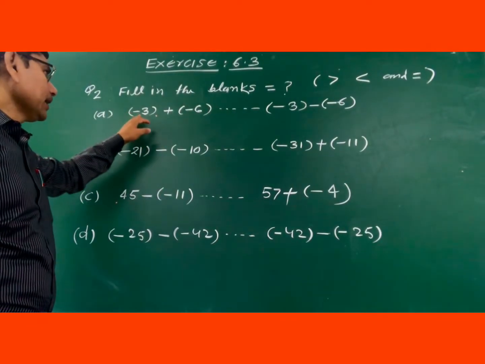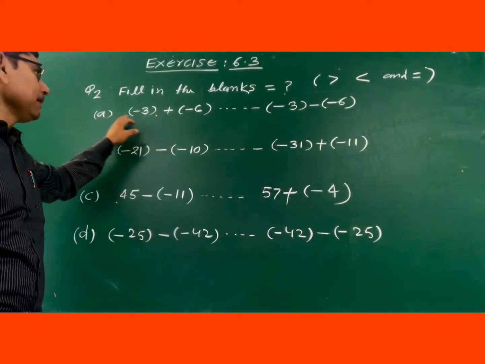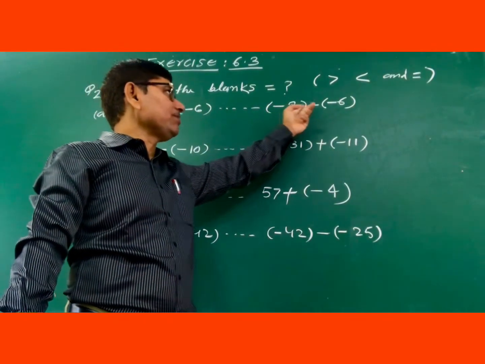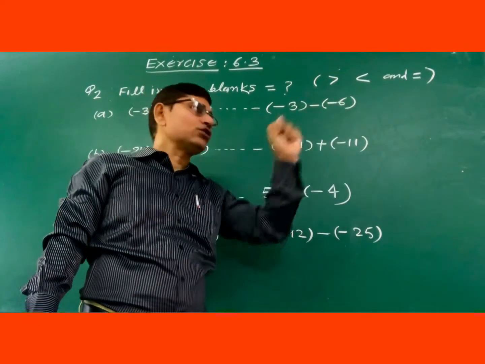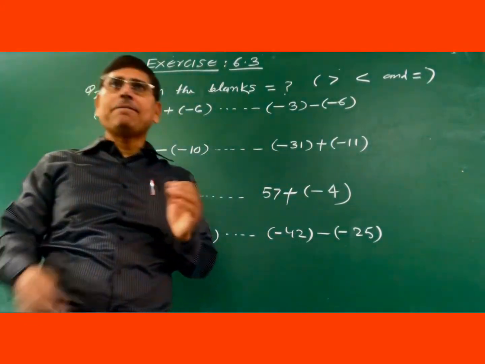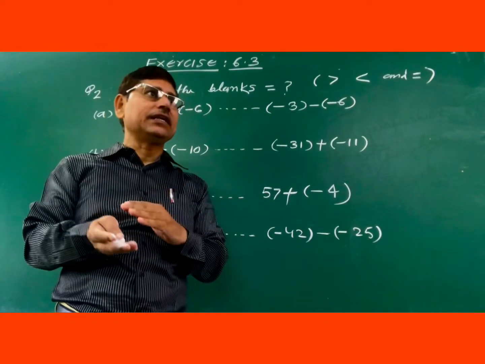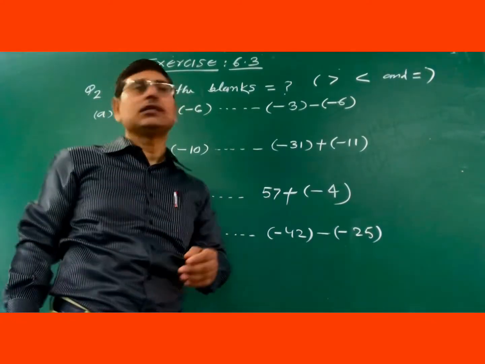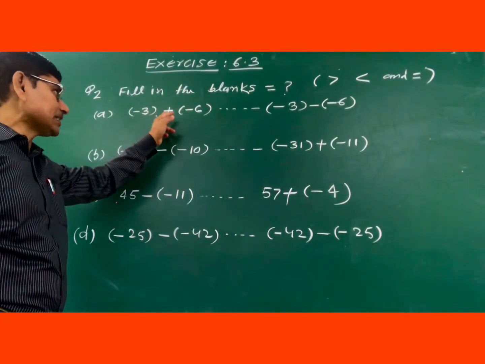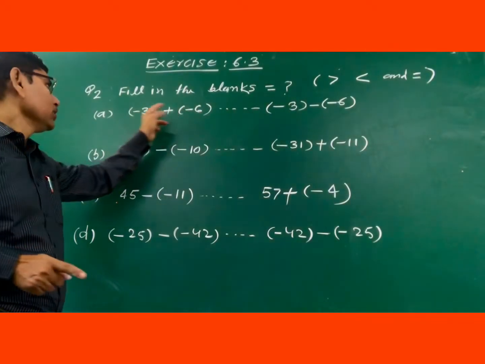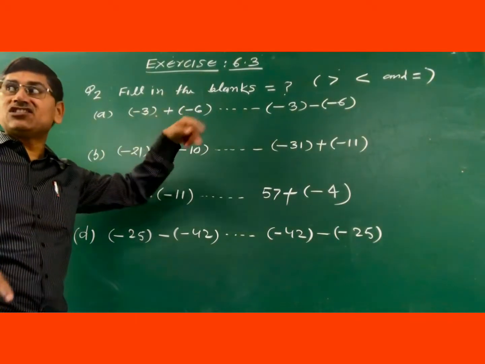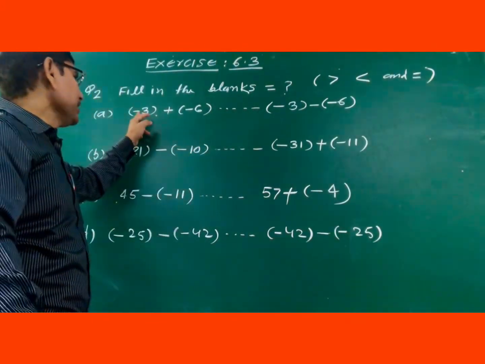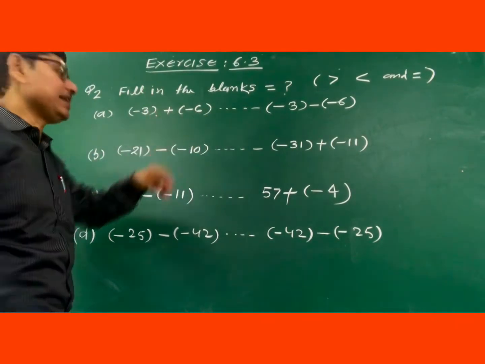Okay, so here part A is given: minus 3 and minus 6. After that here is minus 3 minus 6. So first of all you will solve it. After that you can observe which one is greater, which one is smaller, and what is the relation between the integers. So here minus, plus and minus always minus. So minus 3 minus 6 means this is the same sign, and with the same sign you will always add. So minus 3 minus 6 is minus 9. Correct.